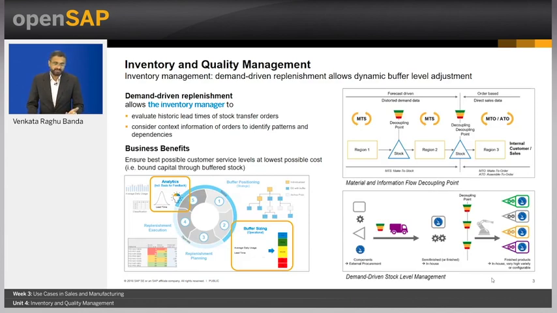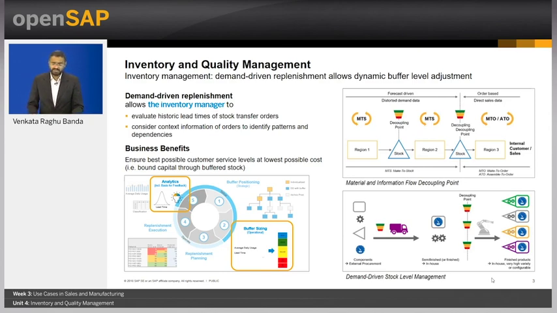As a continuation here, what is mainly needed for demand driven replenishment is helpful for both an inventory manager and a production planner. Even the inventory manager would like to know the replenishment levels, the buffer levels that are needed at a particular location. That is the reason we say here that it allows an inventory manager, but in reality it is for both an inventory manager as well as a production planner. So, basically, evaluate the historical lead times, identify based on that, and then understand how my buffer levels can be maintained, so that they are not too big or too low.